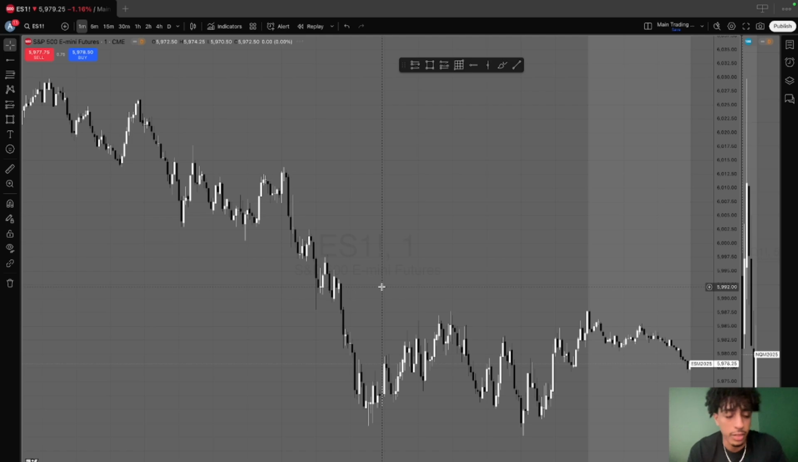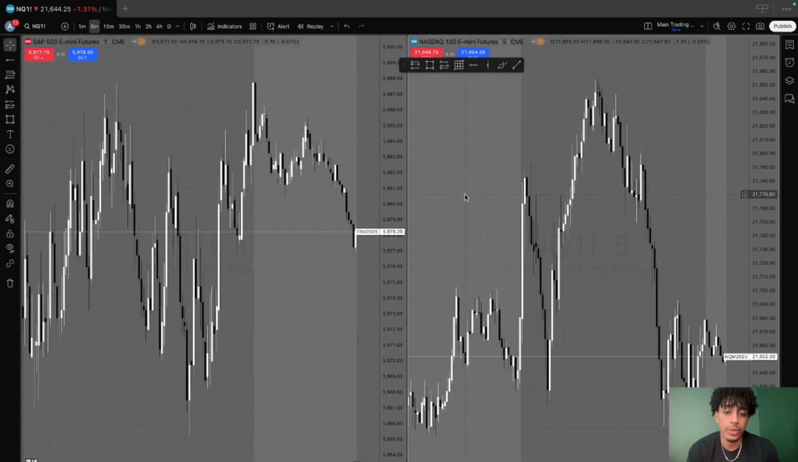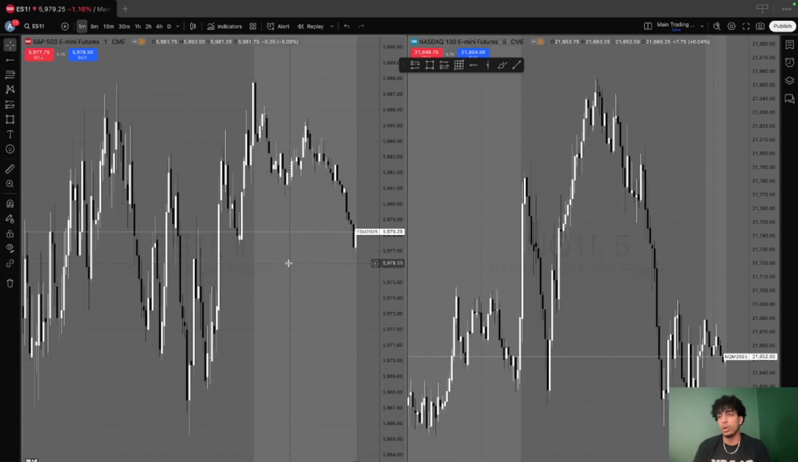Obviously every confluence works on every single time frame. But ideally, I would really only use it on the 5 and the 1, sorry, as an entry, as a retrace to an entry to get the best entry you can get. And yeah, I hope that made sense.